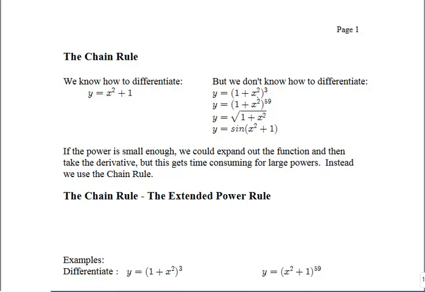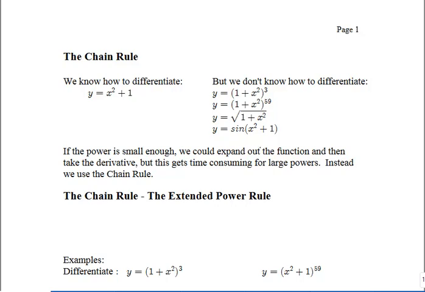Now for some of these, like (1 plus x squared) cubed, we could expand that out by FOILing and then take the derivative of each term. But as these powers get really large, like the 59th power, that becomes too tedious and time consuming to do. And for things like the square root or the sine function, that would be impossible to do.